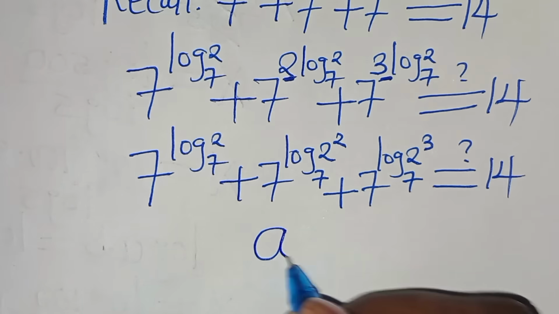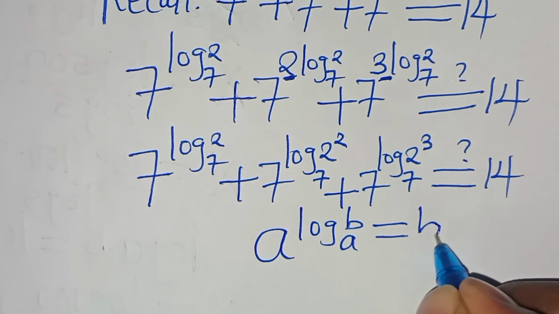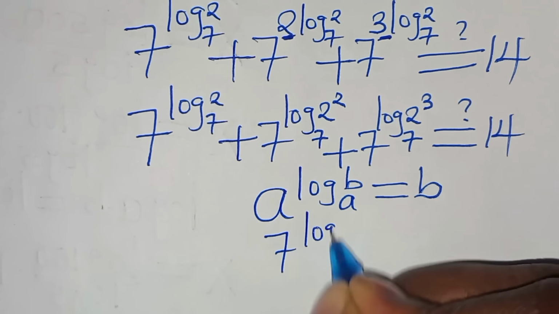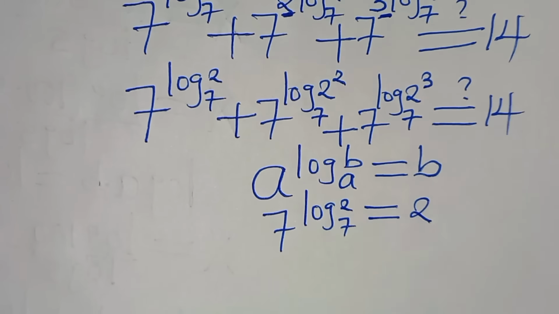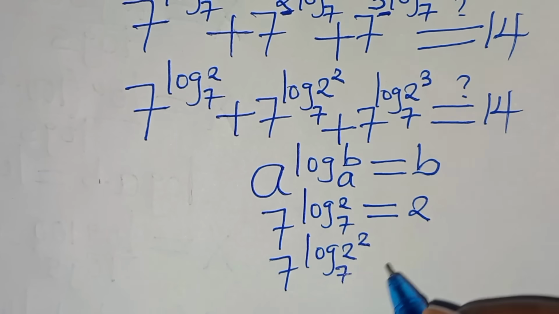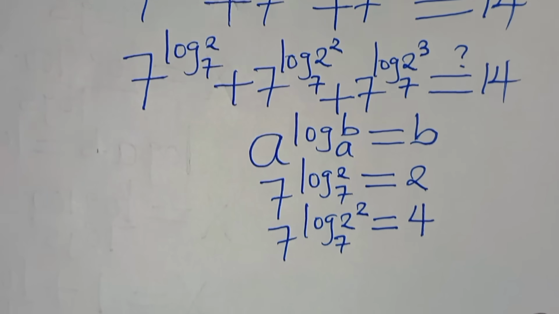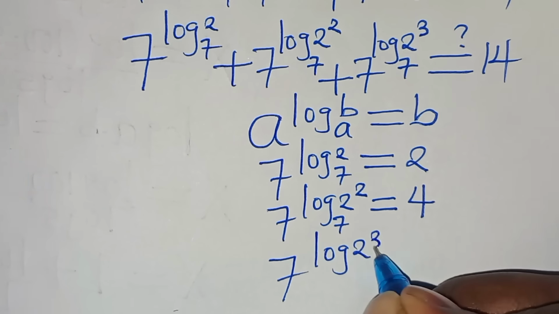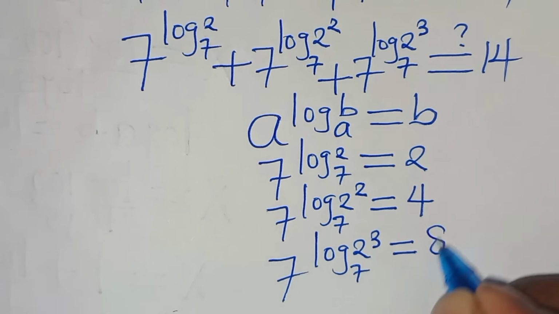The next step is that each of these terms is in the form of a to the power of log b to base a, which is supposed to give us a value of b. In this case, 7 to the power of log 2 to base 7 should give us a value of 2, and 7 to the power of log 2 to the power of 2 to base 7 is supposed to give us a value of 2 squared, which is 4. And again, 7 to the power of log 2 to the power of 3 to base 7 is supposed to give us a value of 2 to the power of 3, which is 8.